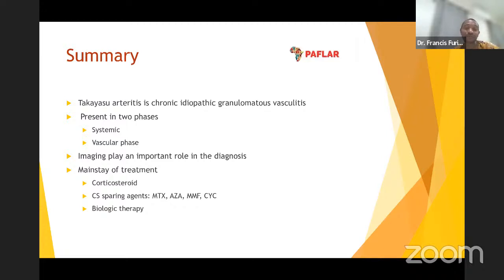And the mainstay of treatment is steroids and steroid-sparing agents in the form of methotrexate, azathioprine, as well as MMF. And biologic therapy is something that is coming up, and we might be able to use it confidently in the near future with the availability of evidence. Thank you very much.